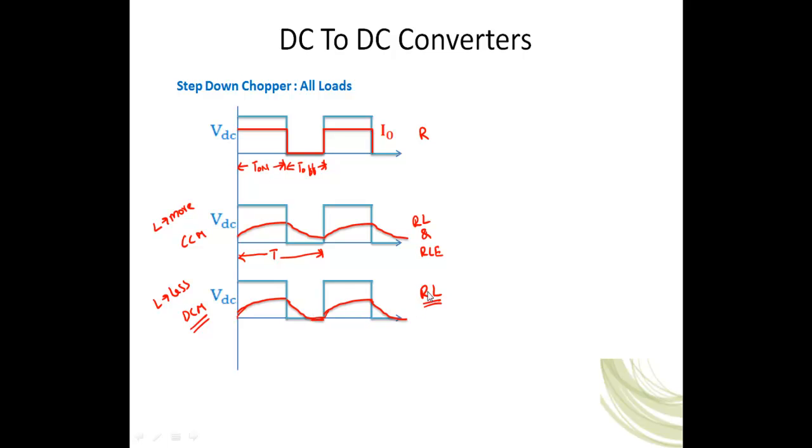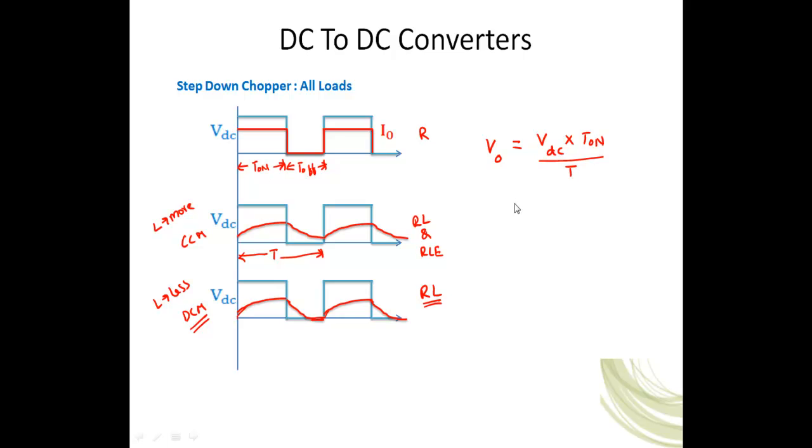Now I am not considering the discontinuous current conduction. Forget about that, because to calculate the V average for the RL load in discontinuous current conduction, we need to know the duration here. With all these loads, I am confirming that the output voltage waveform is similar. That's why we can calculate the average value of the output voltage. The average output voltage is the area under the curve divided by the total time period. That is VDC into T on divided by capital T.